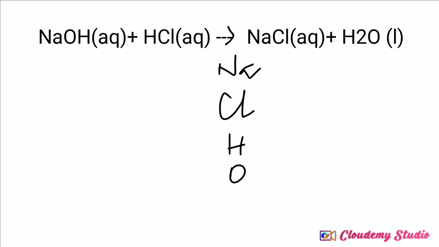Sodium on the left hand side, how many atoms are there? Only one. Right hand side also one. Chlorine on the left hand side 1, right hand side also 1. Hydrogen on the left hand side 1 plus 1, 2. Right hand side also 2. Oxygen on the left hand side 1, right hand side also 1. So all the atoms on the reactant side as well as the product side are equal. Therefore, the given equation is balanced.